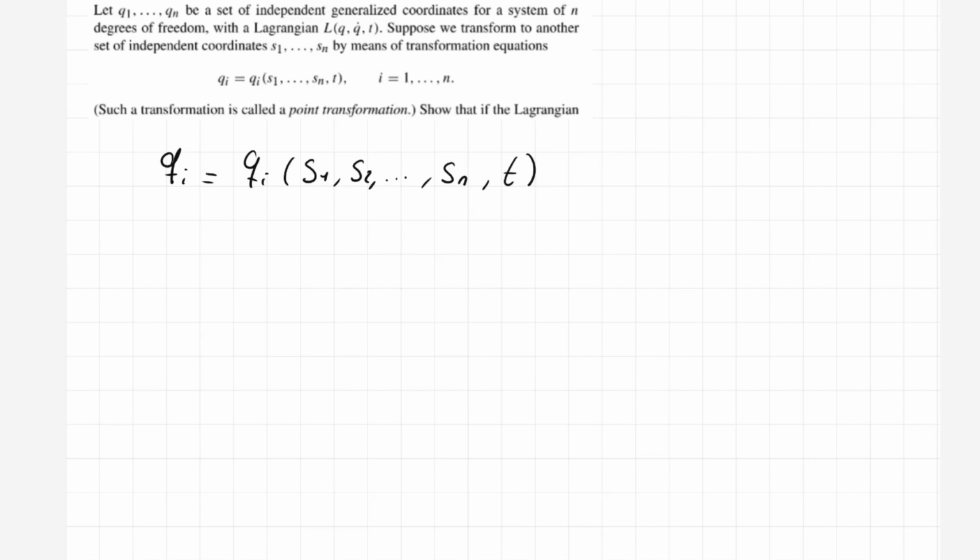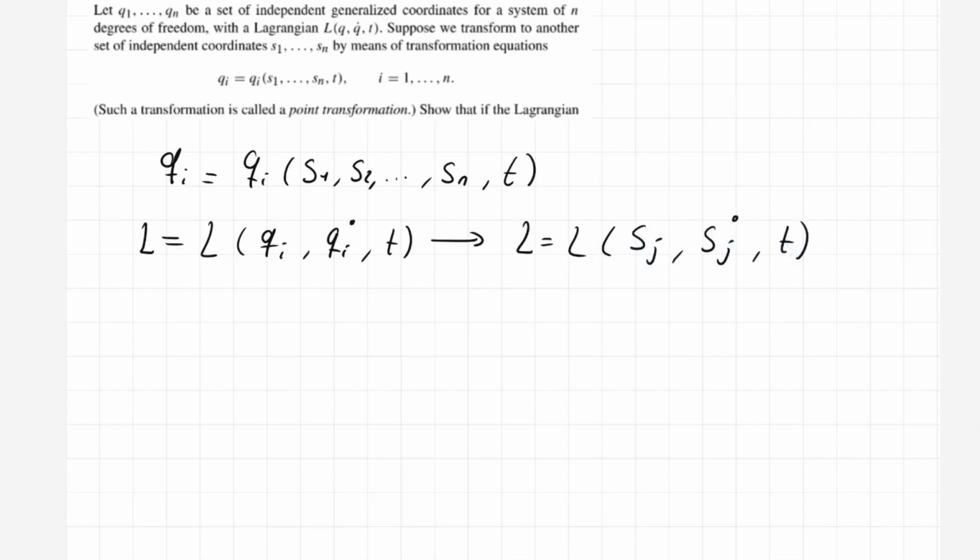Okay, so we are going to be interested in showing that these kinds of transformations leave the Lagrangian, or actually the Lagrange equation, invariant. That means that if we have a Lagrangian that usually depends on qi, qi dot, and the time, then we are going to transform this with a point transformation to a Lagrangian that is going to be a function of sj, sj dot, and the time, right?